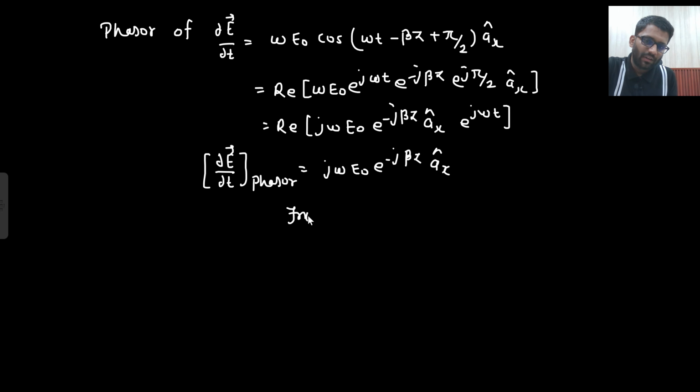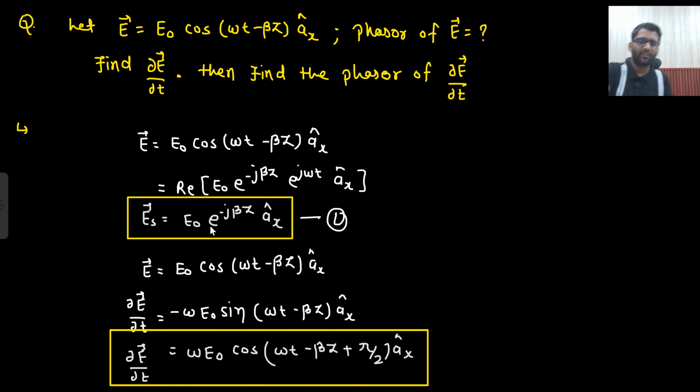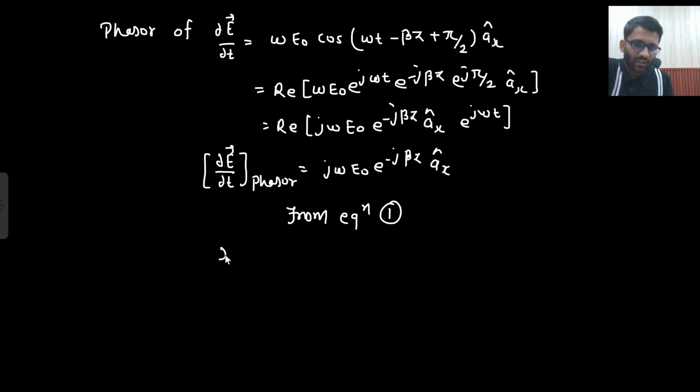From equation 1, what do you see? E naught e to the power minus j beta z ax cap. What was that? It was the phasor of E. So what is the conclusion you are making from here?